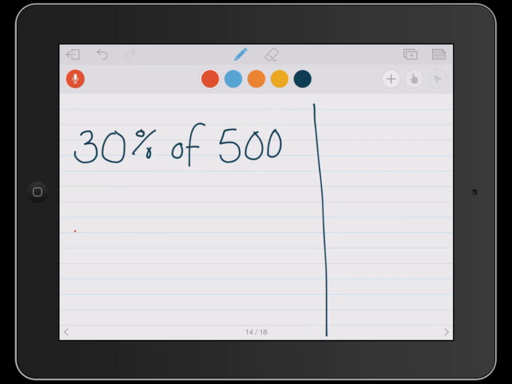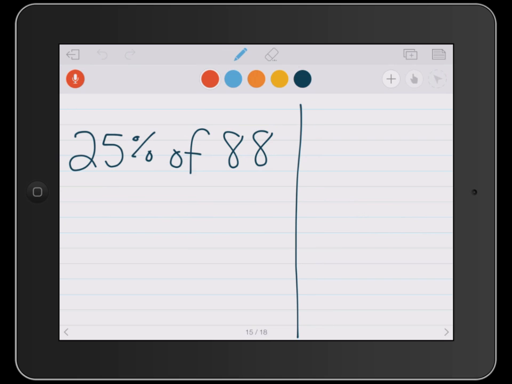Your first step is to change it into a decimal and to multiply that decimal times the whole number. 30 hundredths times 500 equals 150. And here's our third example I'd like you to write down, 25% of 88. First thing I do, change it into a decimal times 88. I hope that you could do this without a calculator, but tomorrow you will be provided one. 25 hundredths times 88 equals 22.